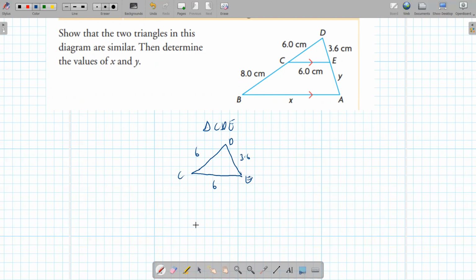There's a bigger one, right? BDA, look at that, or BAD, it's the same thing. So we have triangle BDA, which is the bigger guy, right? Tell me the side lengths of BDA. What's the side length of B to D? 14 centimeters. Correct. What about D to A?